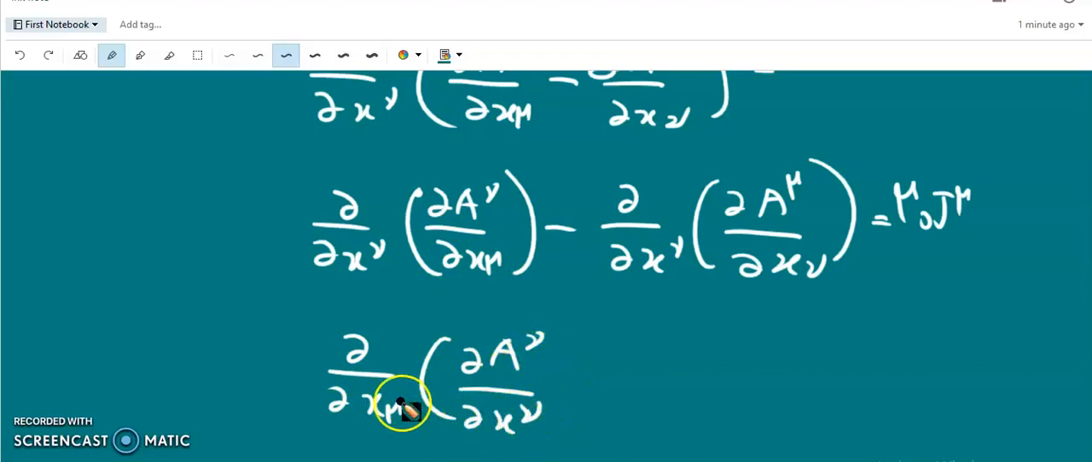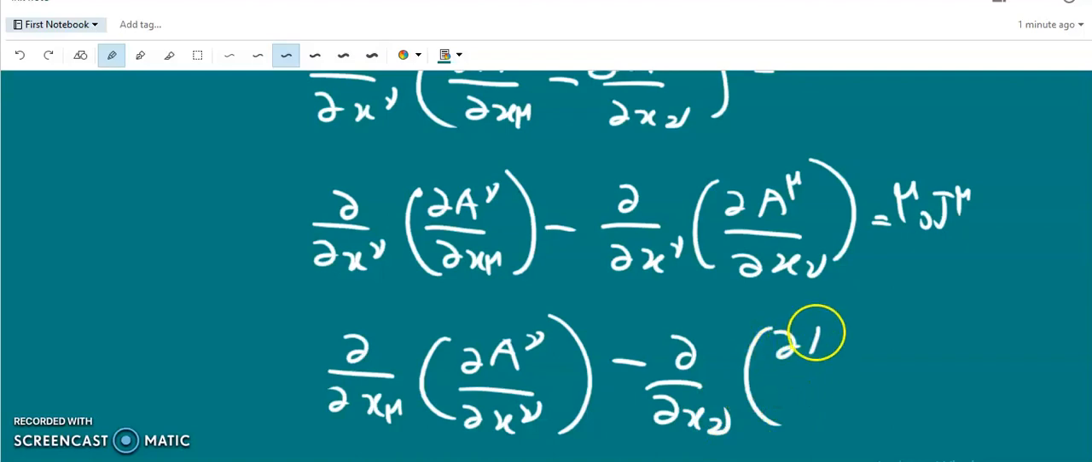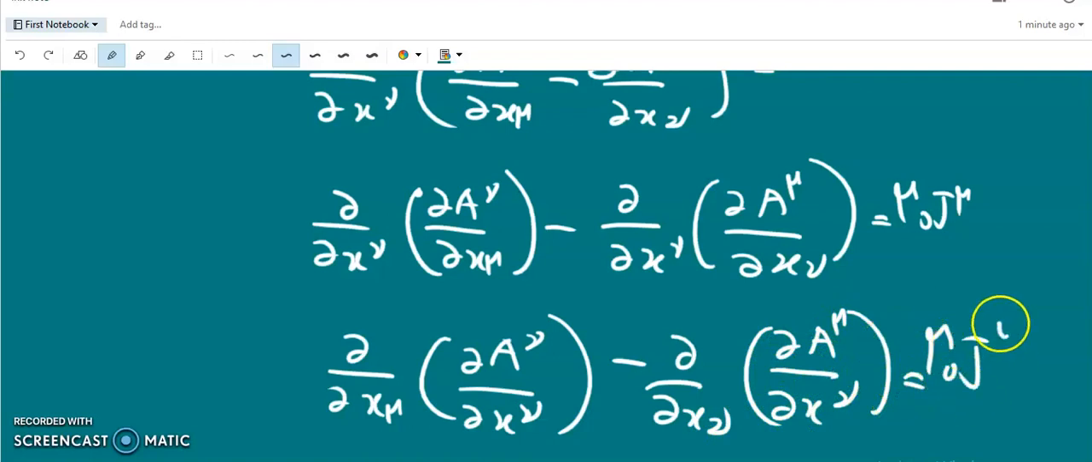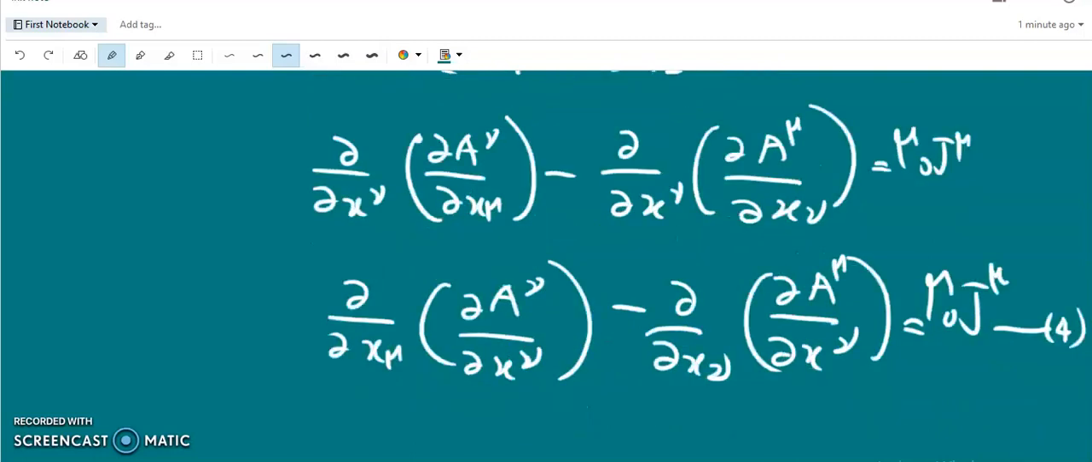ഇവിടുത്തെ contravariant ആണ്. ആദ്യം എഴുതിയത് covariant. ഇത് ആദ്യം minus ∂/∂x^μ (covariant) of ∂A^μ/∂x_μ equal to μ0 J^μ. ഇതായിരുന്നു നമ്മുടെ ഇക്വേഷൻ നമ്പർ 4. ഈ ഇക്വേഷൻ നമ്പർ 4ലാണ് ലോറൻസ് ഗേജ് കണ്ടീഷൻ അപ്ലൈ ചെയ്യേണ്ടത്.